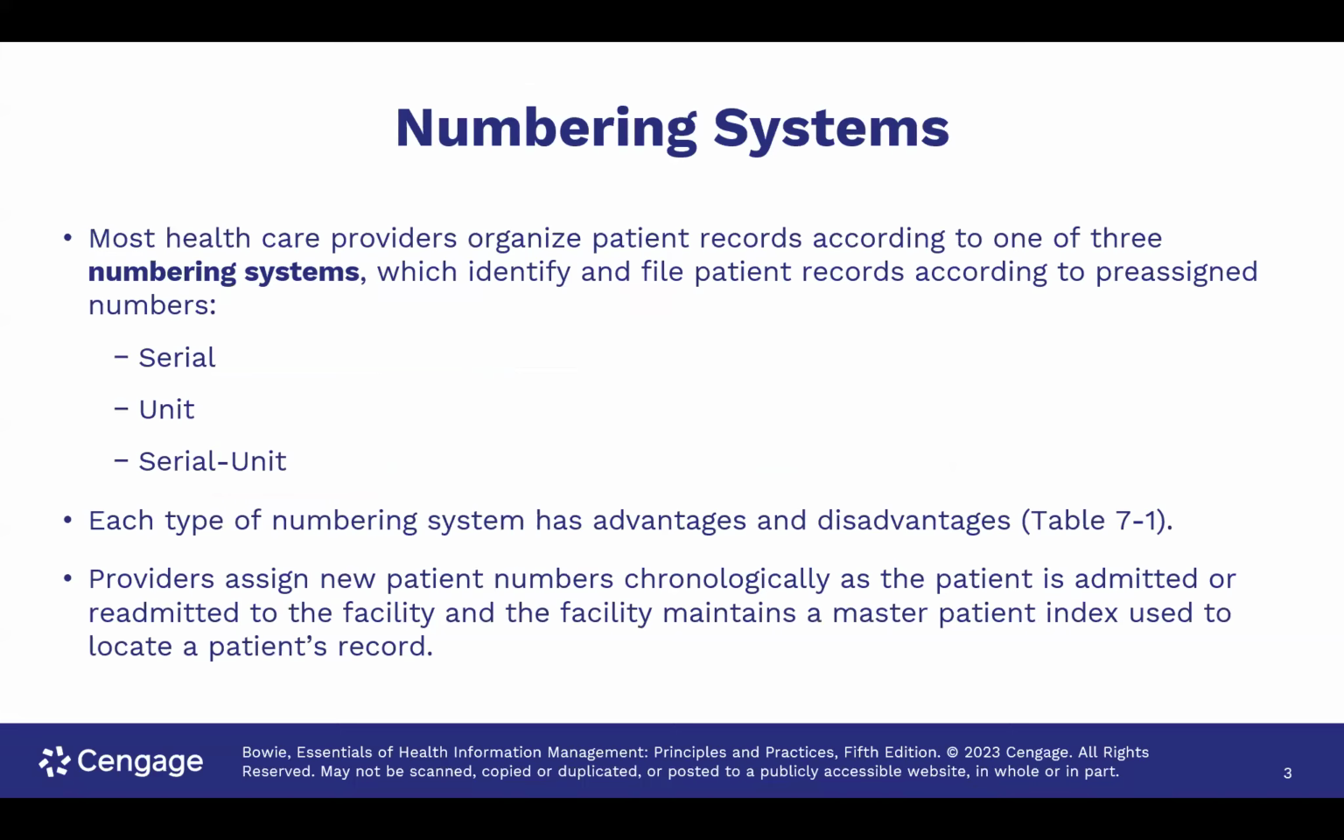We'll need to know a little bit about numbering systems. Most healthcare providers organize patient records according to one of three numbering systems. And these are either serial, unit, or serial unit. As you can see from your text on table 7-1, each has advantages and disadvantages. Providers assign new patient numbers chronologically as patients are admitted or readmitted, and they need to maintain, again, here's that term we talked about before, a master patient index used to locate a patient's records.